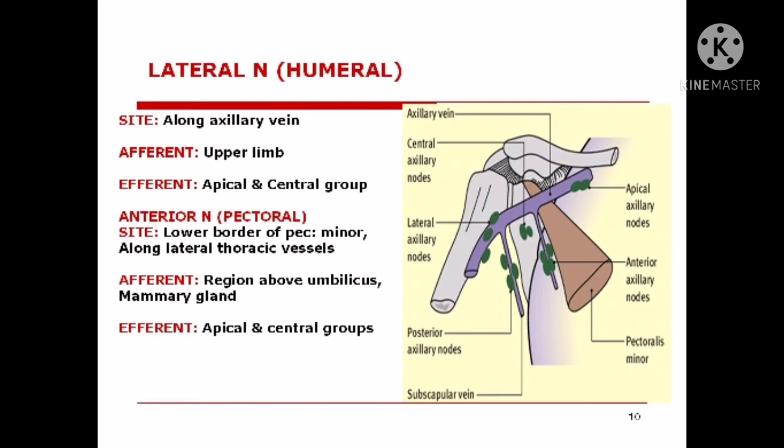The anterior are the pectoral lymph nodes, their site of location. They are lying lower at the lower border of the pectoralis minor muscle along the lateral thoracic vessels. The afferent coming from the region above the umbilicus and the mammary gland, and the efferent goes toward the apical and the central group.